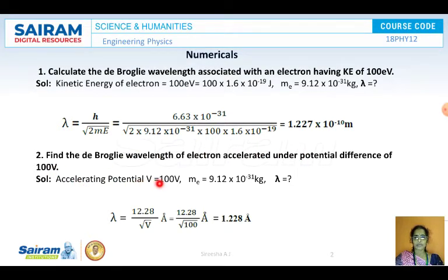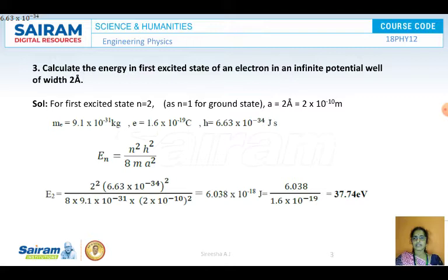Here the acceleration potential is 100 volts, and the mass of the electron we already know, so directly we can use lambda is equal to 12.28 by root V angstrom. Substitute the value of V here: root of 100 is 10. So it is a direct application, giving 1.228 angstrom. Next we look at another thing.